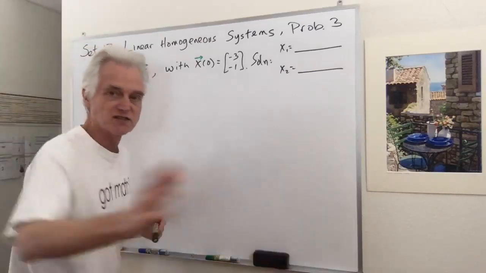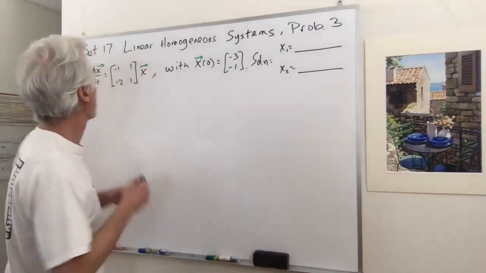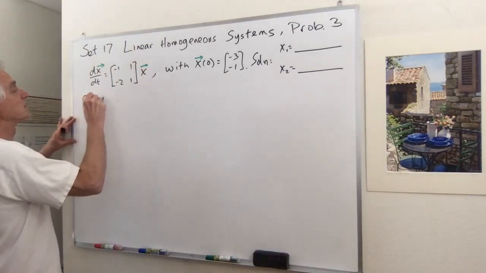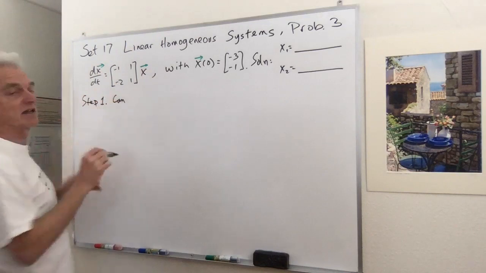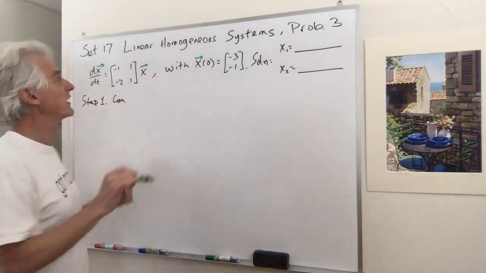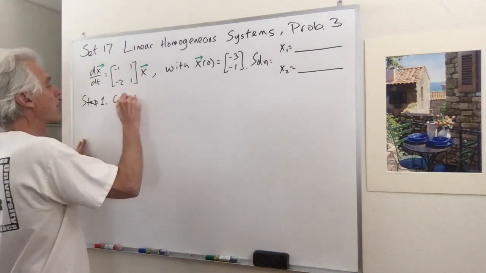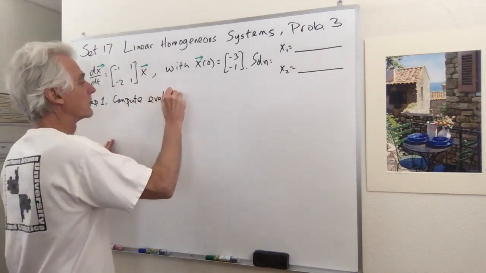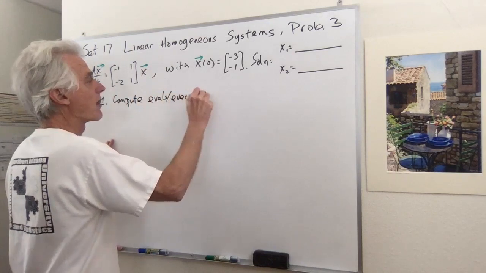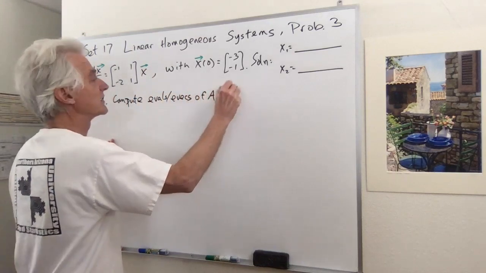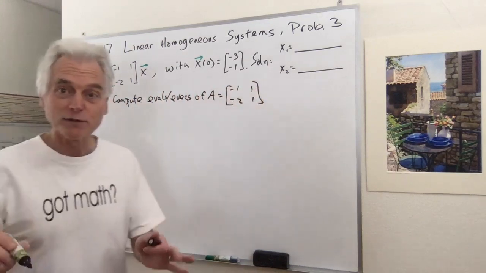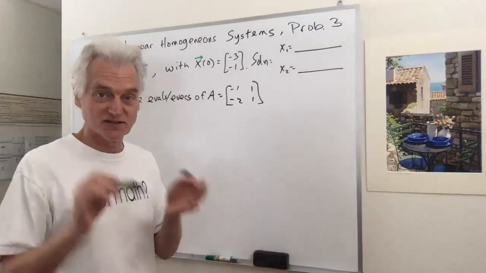Okay, so there are 3 steps in the process that I talked about before. Step 1 is compute eigenvalues and eigenvectors of A. In this case, A is [-1, 1; -2, 1]. And a spoiler alert, they're complex and non-real.